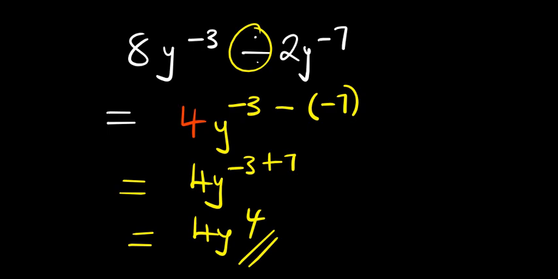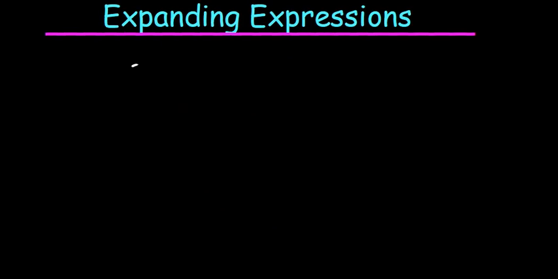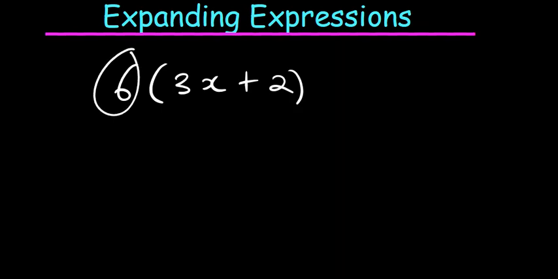Moving on from indices, you are supposed to know how to expand the expressions. Let's say I've got 6, then in the brackets I've got 3x plus 2. How can I expand such an expression? I'm supposed to distribute 6 and multiply it with everything that I have in the brackets.